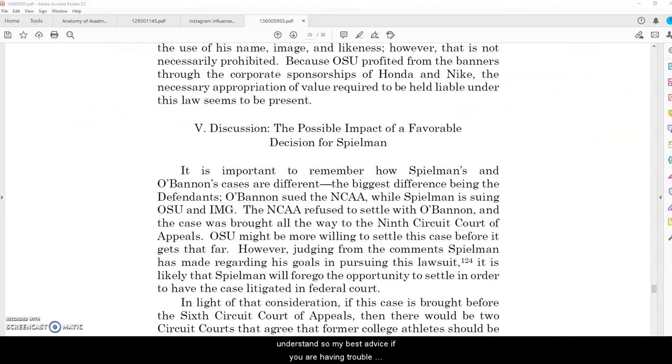Like I said earlier, scholarly articles can sometimes be difficult to understand, so my best advice is if you're having trouble, skip to the discussion or conclusion section of the article. This section will most clearly state the findings of the article and tell you why it is important.